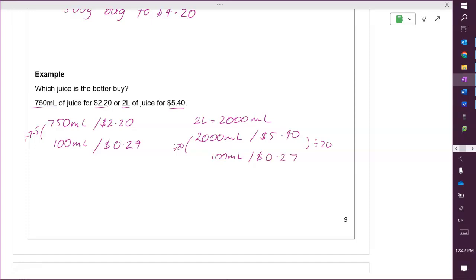So again, there is not much difference between that. Then we say, therefore, 2 litres for $5.40 is the better value, or the cheapest option. Okay, so make sure you just sum that up saying which one is the cheapest if you don't have that second part like we did above.